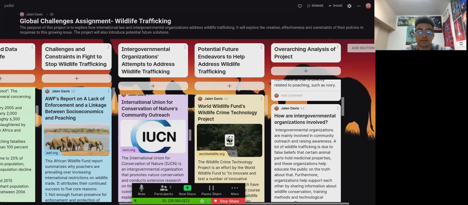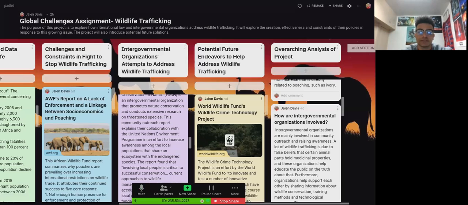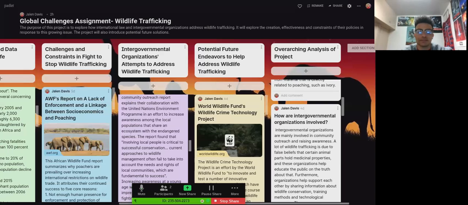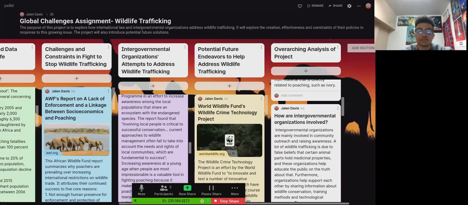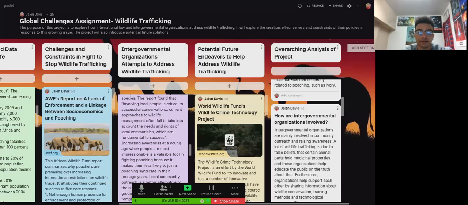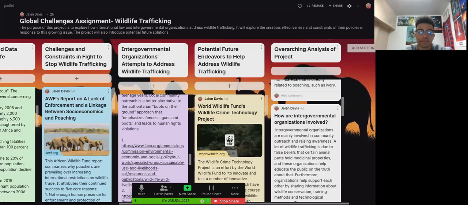Another IGO is the International Union for the Conservation of Nature. They've done a great job with community outreach because they realize, after research from the United Nations, that involving local people is critical to successful conservation because the current approaches to wildlife management often fail to take into account the needs and rights of local communities. So essentially, they try to reach out to the youth of these communities because they found that that's when kids are most impressionable. And by reaching out to them when they're young and educating them on environmental issues, they'll be less likely to turn to poaching because they'll understand the consequences more.